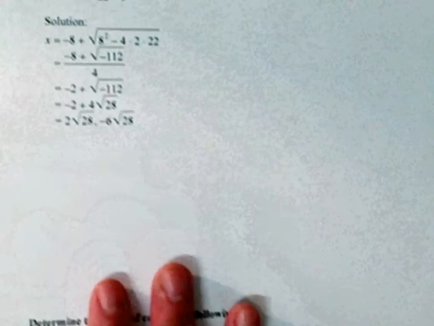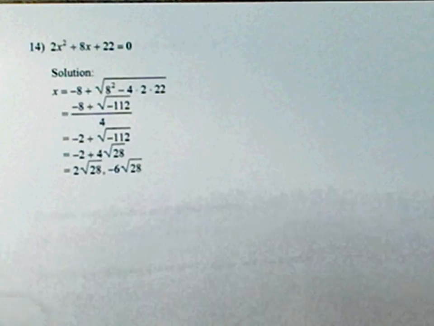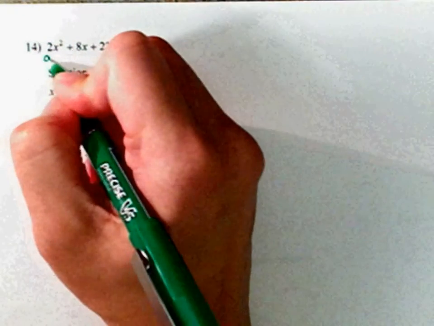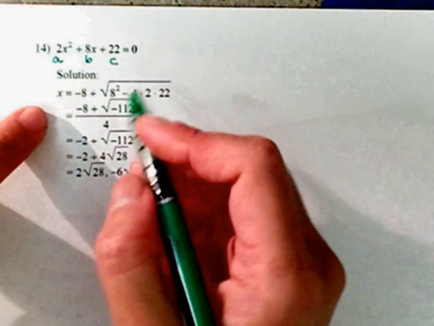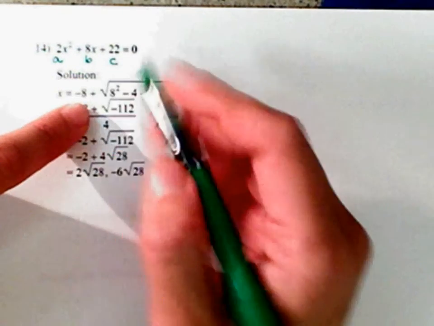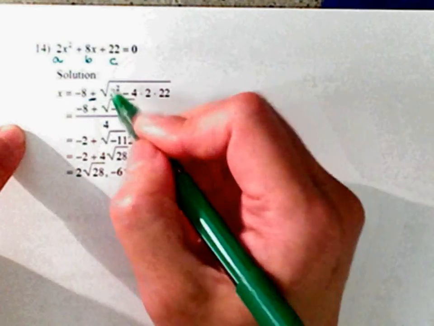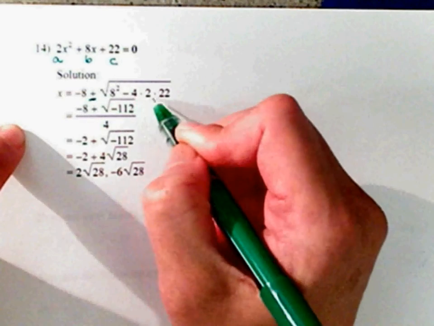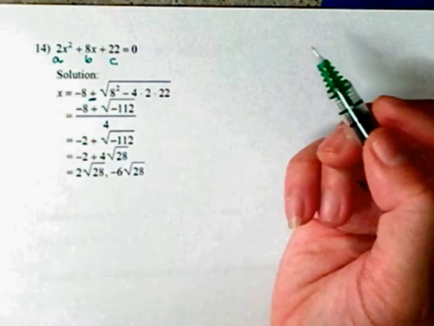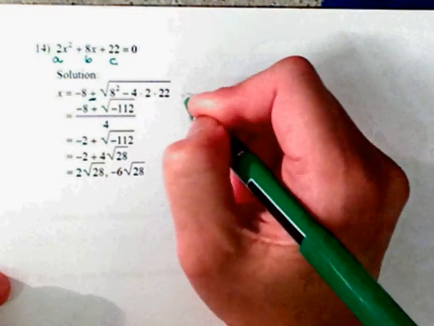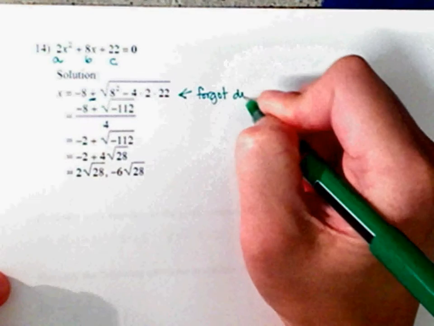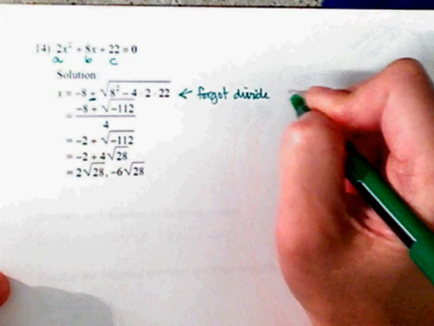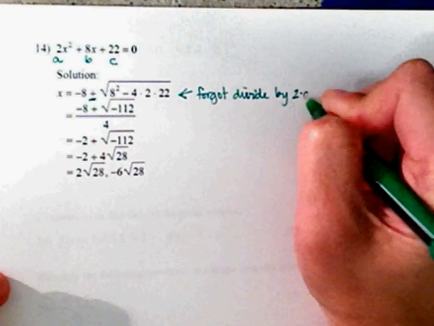Number 14. Alrighty. On number 14, here's your A, here's your B, and here's your C. Okay? So let's see what they have done. Negative B plus or minus the square root of B squared minus 4 times A times C. Now, what did they forget to do right here? They forgot to divide by 2 times your A. Okay, so they forgot that part.